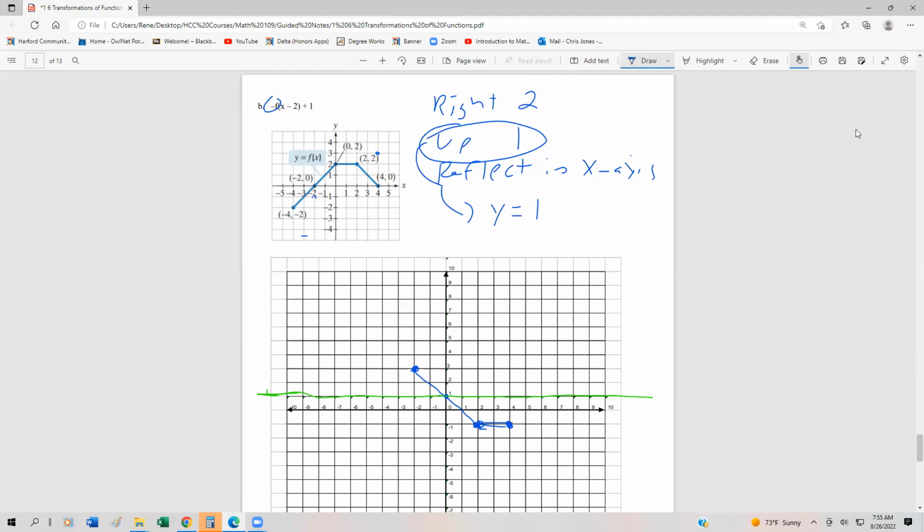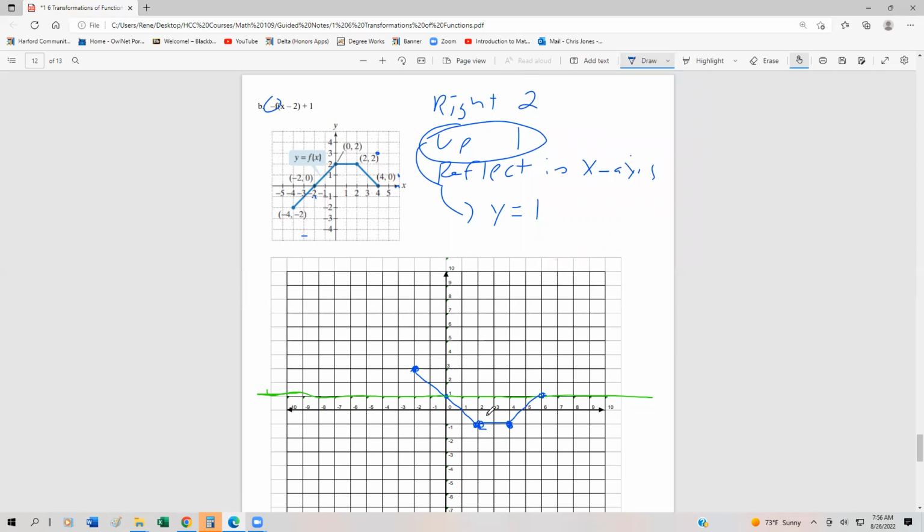All right. And then finally, what we need to do is plot that final point, right? And the final point is going to be this 4, 0. So again, we move right 2 and then up 1. So it looks like we're going to have the point 6, 1. Okay, so we move 6, 1. It's right on the axis. There's no reason to reflect it. Okay, and so that's what our reflected function looks like.